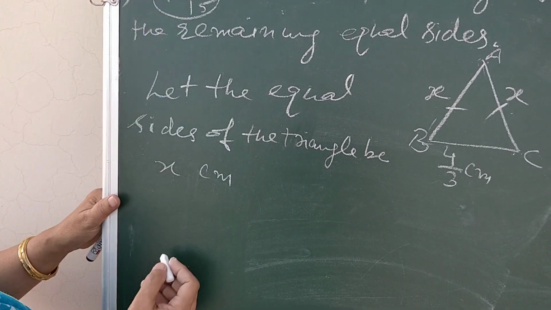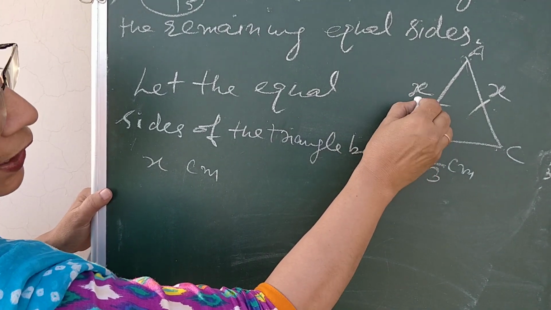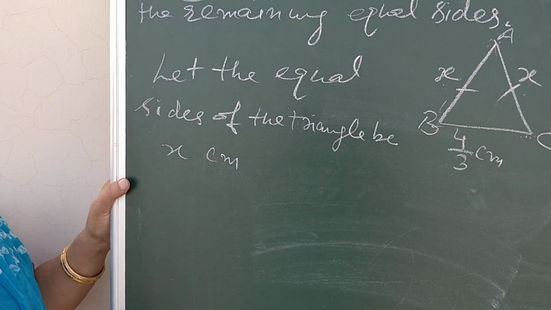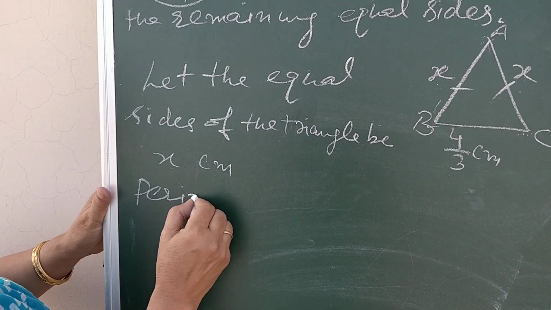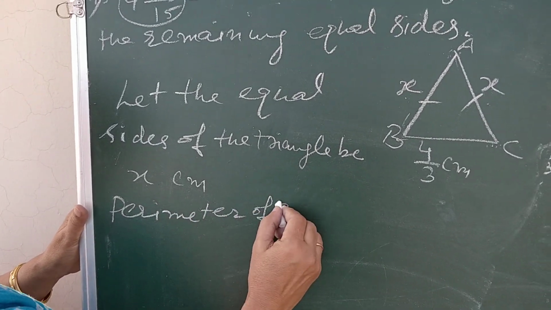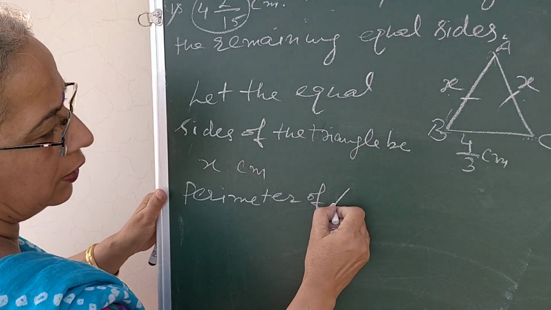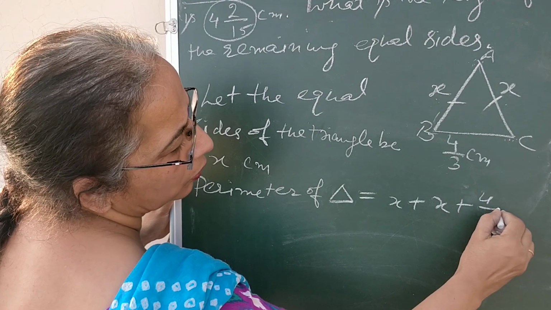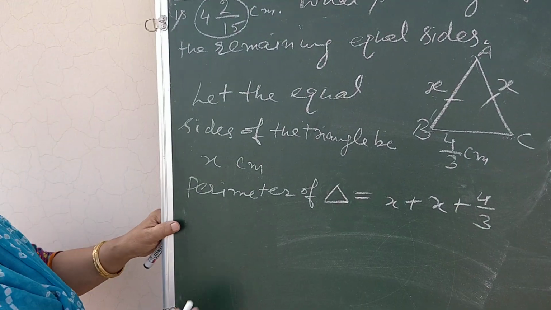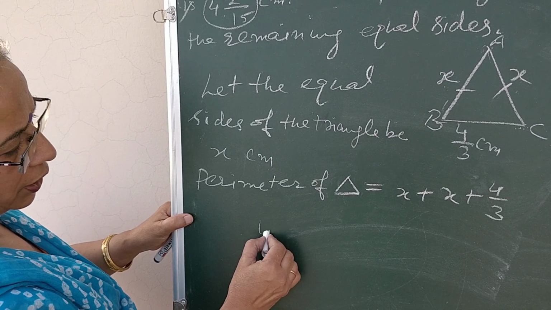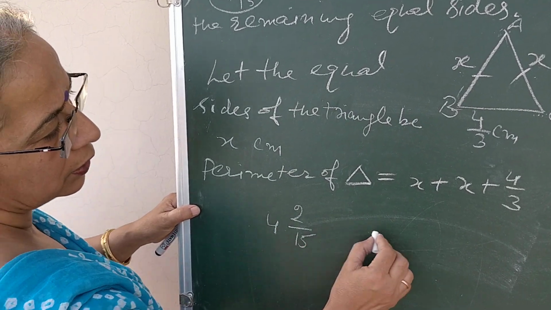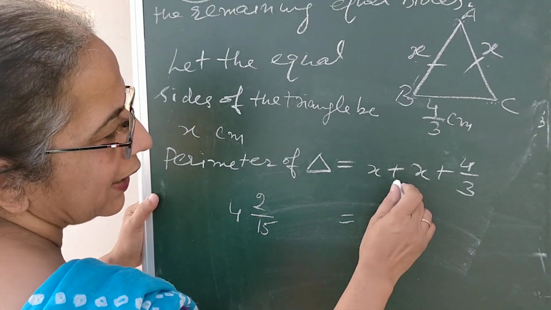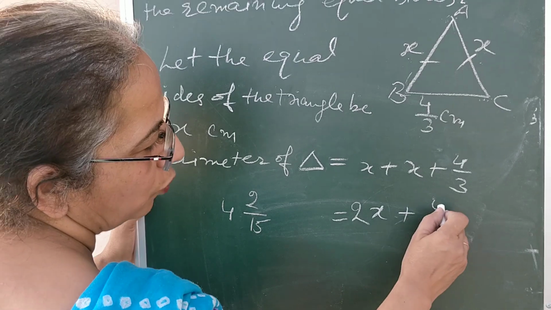Now find out the perimeter. Perimeter given is 4 2/15 centimeter. Here we have taken x and 4/3. First of all, you find out the perimeter according to the supposed sides. Perimeter of triangle ABC is equal to x plus x plus 4/3, sum of all the three sides. Now perimeter is given, put here 4 2/15, because the triangle is the same so the perimeter will be the same. x plus x, add it, 2x plus 4/3.